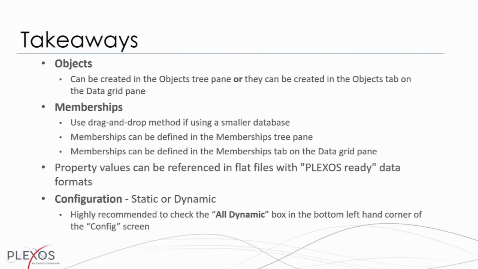Takeaways. Objects can be created in the object tree pane, or they can be created in the object tab on the data grid pane. Memberships: we can create membership by using the drag and drop method. We can also define it in the membership tree pane.